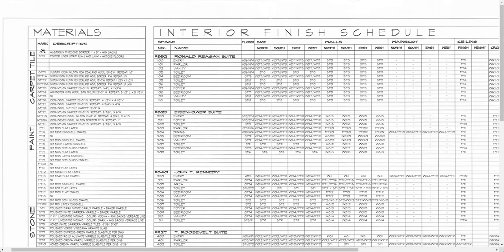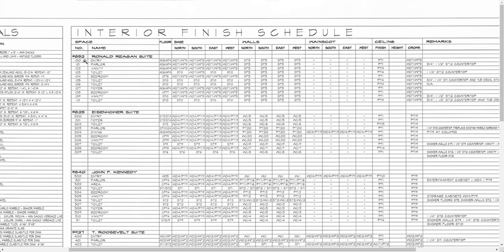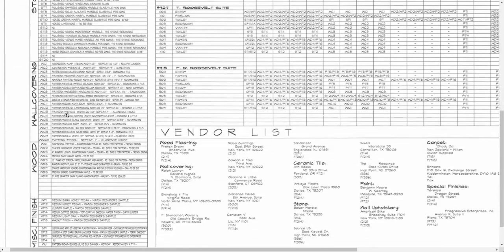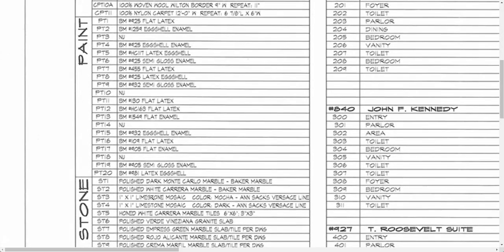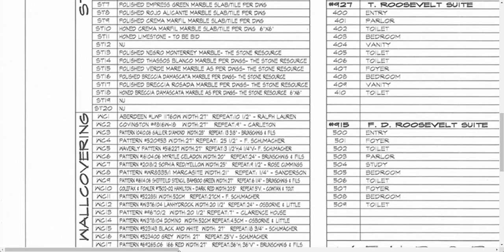The materials, they assign a mark on the material and describe the material. Then they use that mark to specify, like, in room 100, which is the entry, the floor is WD6, and then the base is WD7. If you look at your material, WD6 is here: random width plank, 3 inch, 5 inch, 7 inch peg, hand scraped, with grain to be bid. So that's very specialized and very detailed. You specify it, and then you use that for your schedule.